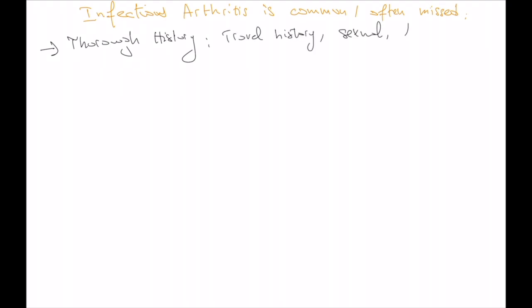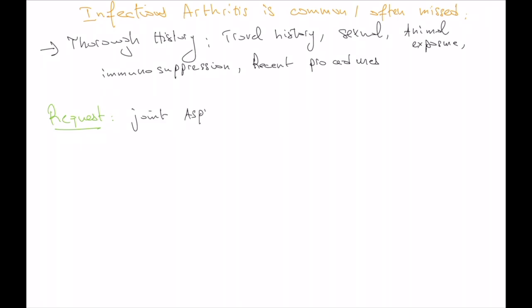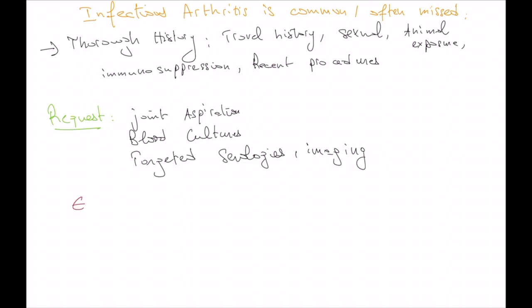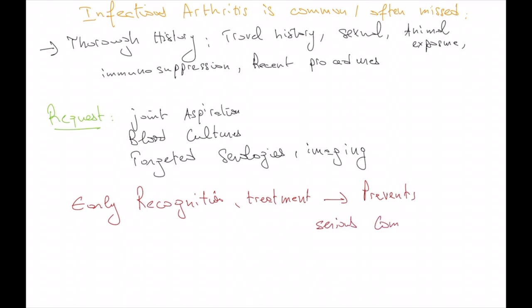So, to recap, infectious arthritis is common and often missed. Always take a thorough history, including travel history, sexual history, exposure to animals, immunosuppression, recent infections or procedures, and don't hesitate to send for joint aspiration, blood cultures, focused serologies or imaging. And the most important thing to know is that early recognition and immediate treatment can prevent serious complications.